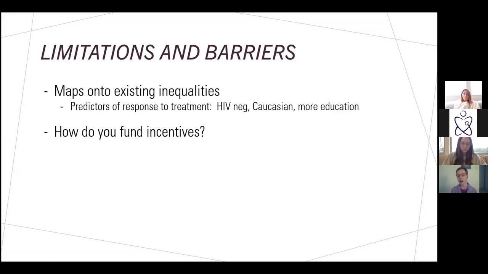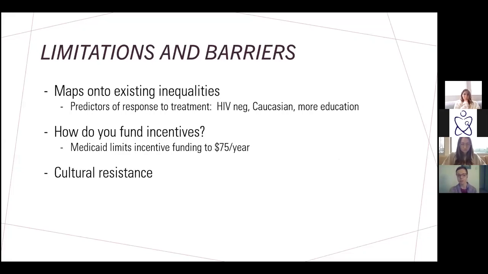I think the bigger functional question is, how do you fund these incentives? So buying the prizes that people are then able to choose, which are really the hallmark of the therapy. Medicaid unfortunately limits incentive funding to $75 a year, which probably had a rationale at some point. But given most of these programs are funded by Medicaid, with the exception of the VA, it means that most of them don't have a way of allocating funding to actually pay for the incentives.